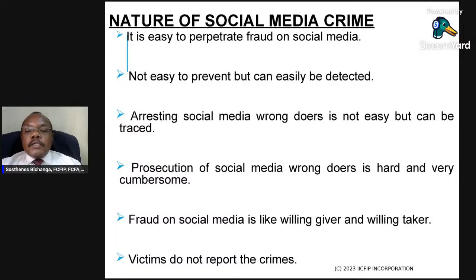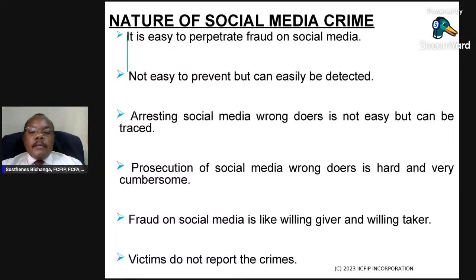Arresting social media wrongdoers is not easy, but can be traced, can be done, because no criminal can be too clever than the enforcers of the law. Prosecution of social media wrongdoers is hard, but very cumbersome. Investigating those who perpetrate a crime on social media. Fraud on social media is like willing giver, willing taker. You are just enticed, twisted, persuaded, and then you give up either your information or you send money on social media.